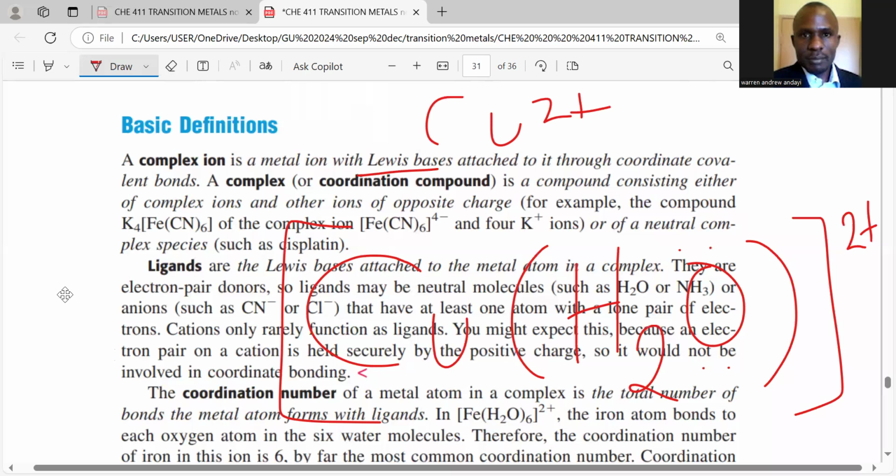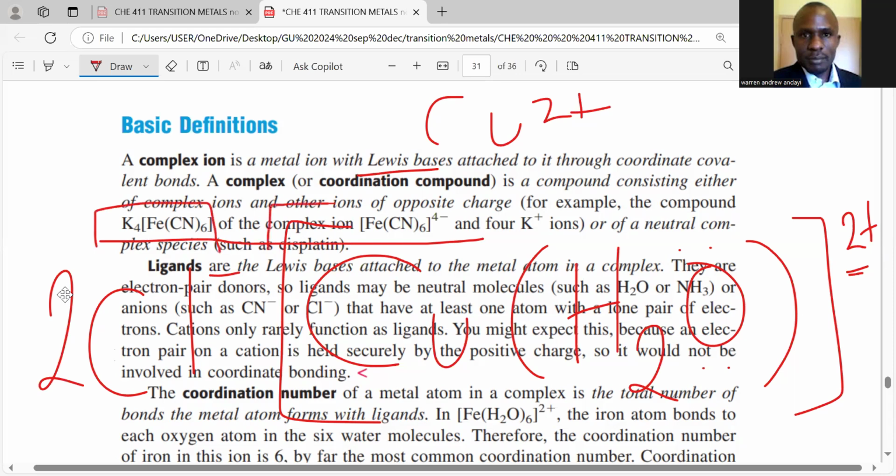Then what is a coordination compound? A coordination compound is a complex ion whose charge has already been neutralized. So look at this, it's +2. How do we neutralize it? We can put outside here 2 chlorides, and therefore it becomes a coordination compound. Just like in this example here, the coordination compound is that one, and the complex ion in it is that one. I hope that is clear.